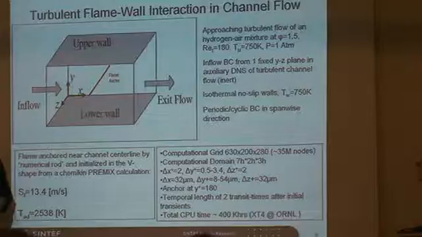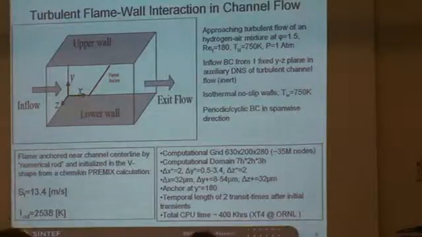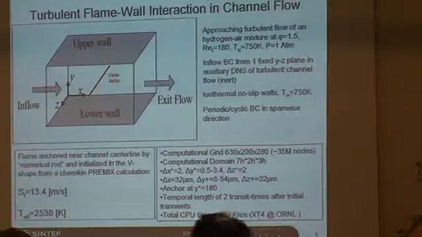How about the velocity field? Okay? How about the velocity field? That's the question, I think. Yeah, the velocity field around the wall.